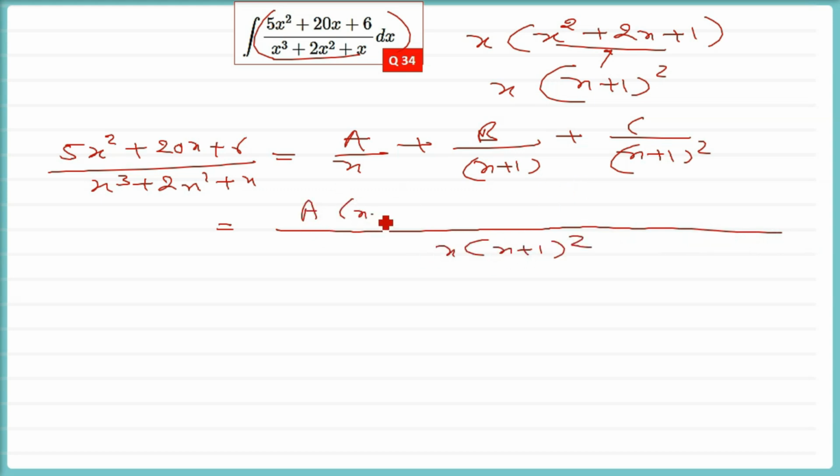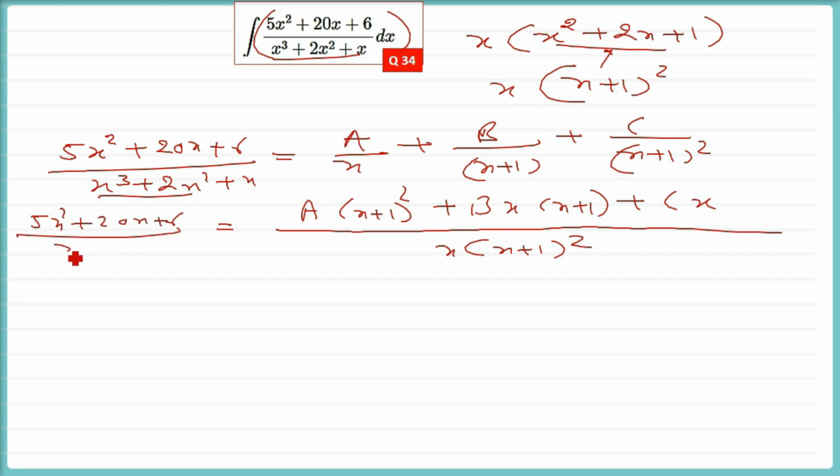Now with a, (x plus 1) whole square. Then we have b, so x and (x plus 1) will come. And then with c, x will come. On the left, we have already converted it into (x plus 1) whole square, so you can write it like this: (5x square plus 20x plus 6) divided by x into (x plus 1) whole square. You can cancel the denominator. Please remember x equals negative 1 and x equals 0. You can solve it like this, but you will be left with the same procedure which has to be adopted later. That is, you have to multiply everything and compare the left and right similar terms.